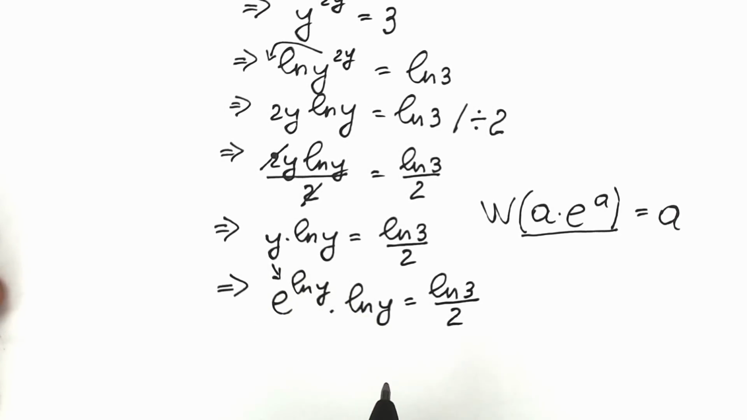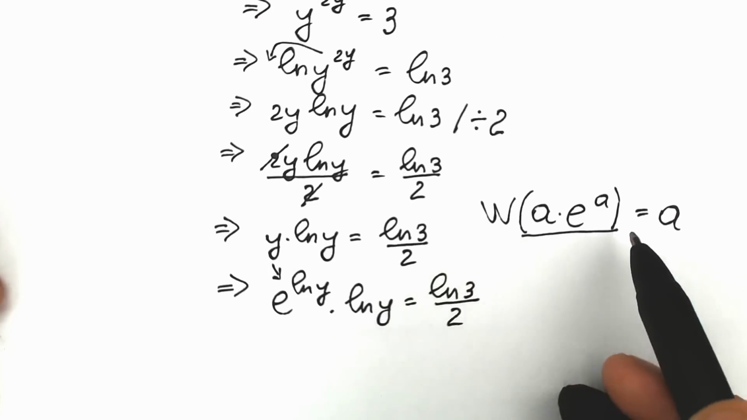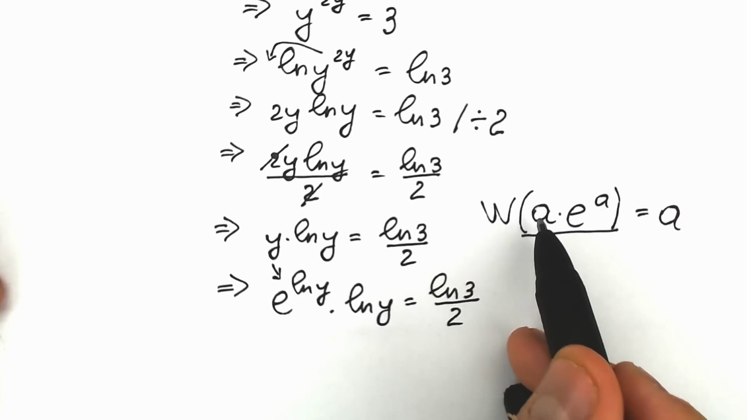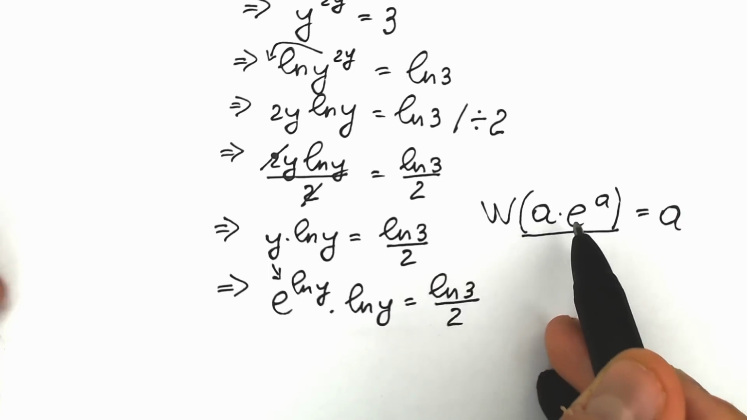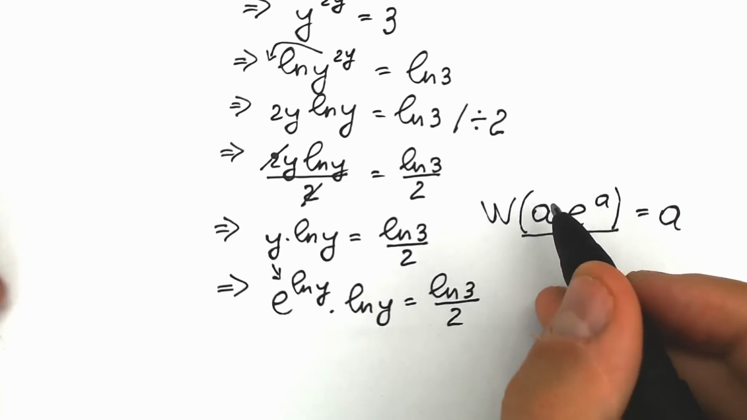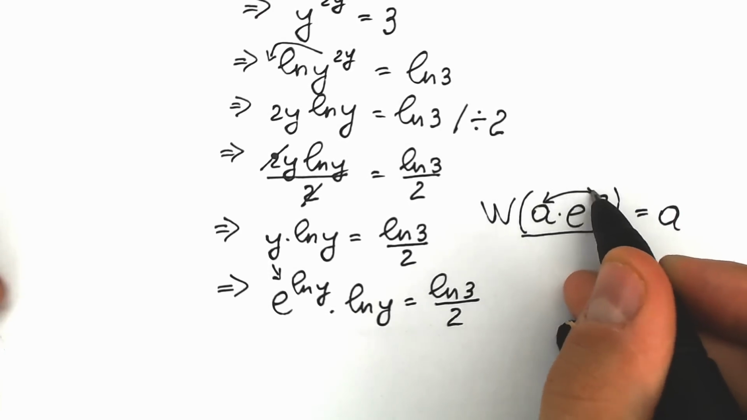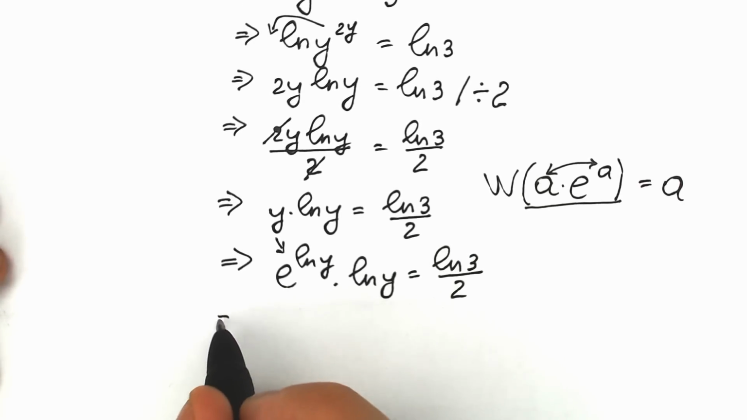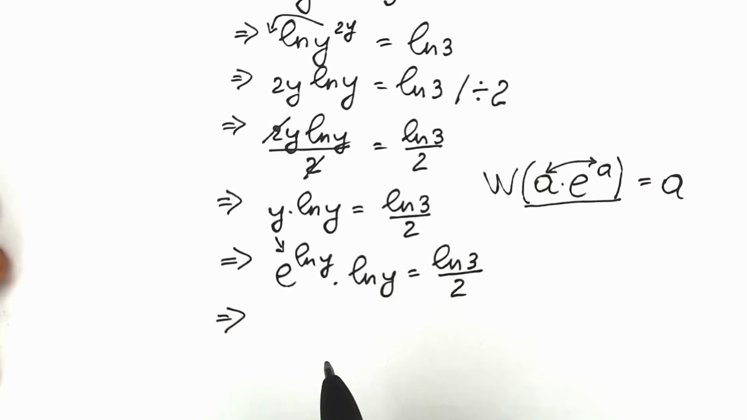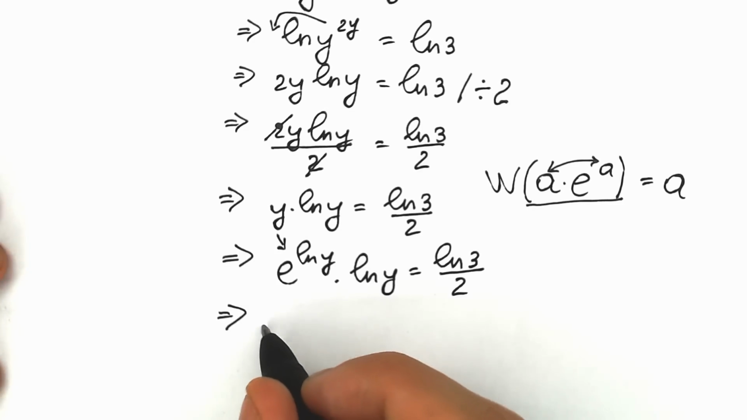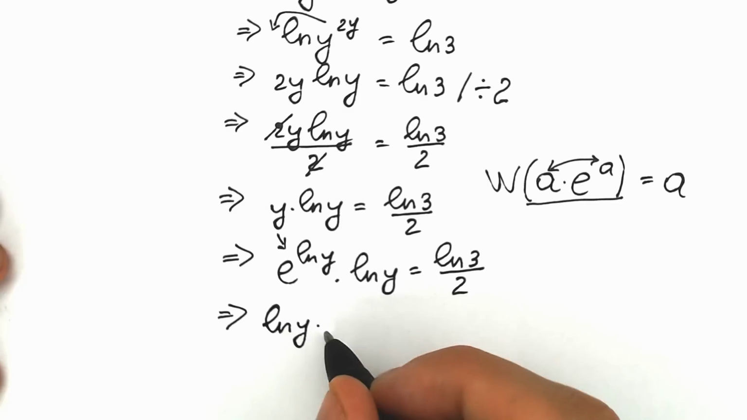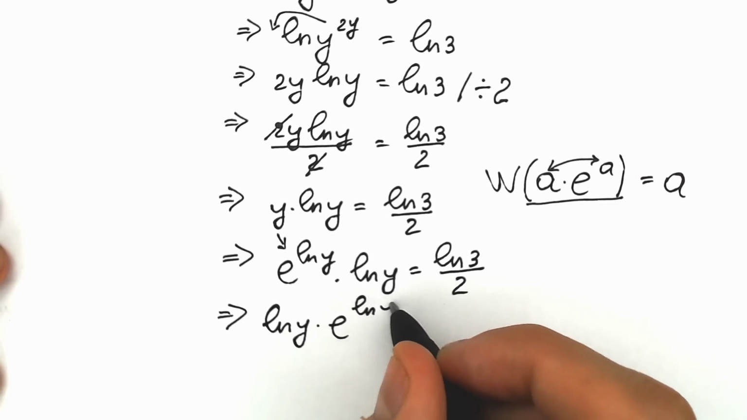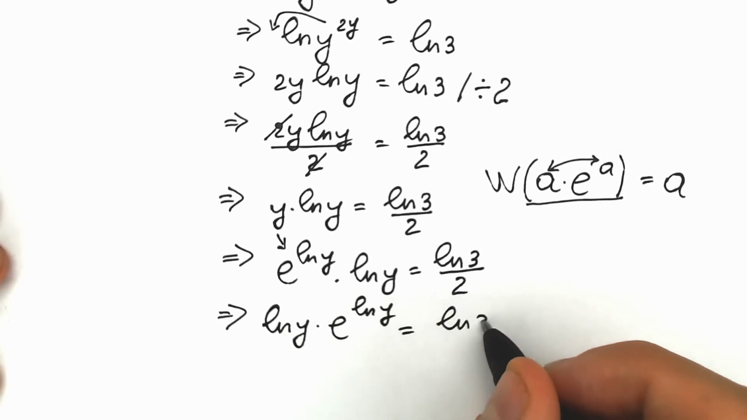And right now, if you look closely, before I wrote this Lambert W function explanation, we need to have a, so wherever we want the expression, we need to have e, and we need to have the same expression as a power and as the expression behind this e. So we can easily change the order a little bit right here. We can easily do that because this is multiplication, so we can write natural log y times e to the power natural log y equal to natural log 3 over 2.